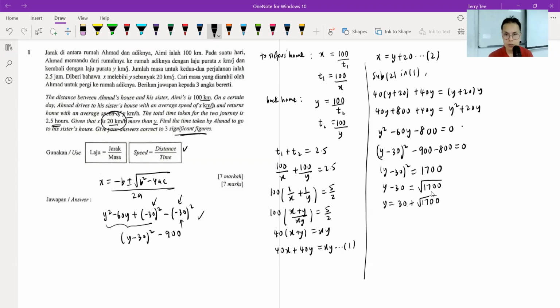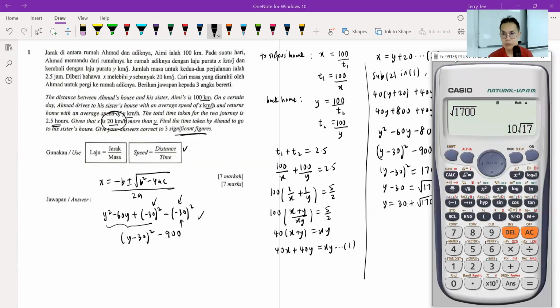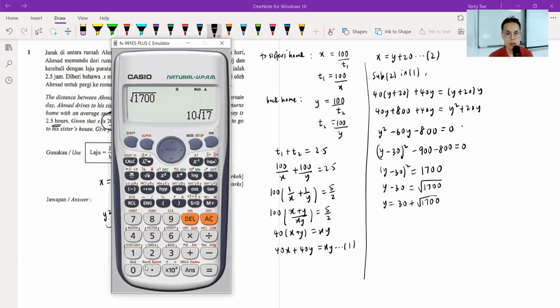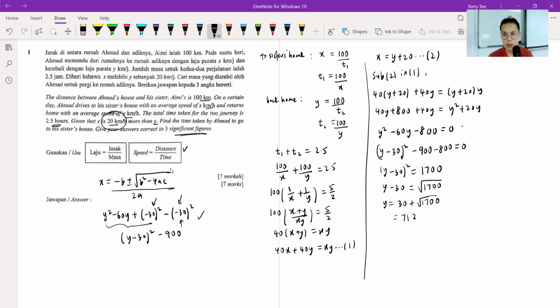All right. So I'm going to use my calculator, right? So 30. By the way, just to double check, you notice that this one is negative. Just so you know, that's why I skipped the negative part. I just changed this to positive, right? So my y value is 71.23. Now remember, y is the speed for the return journey.